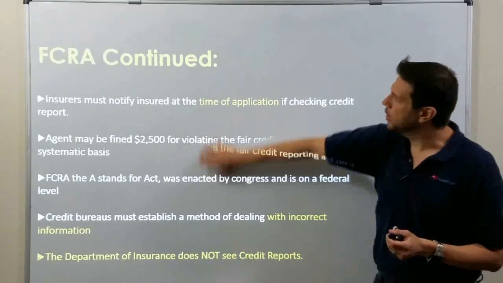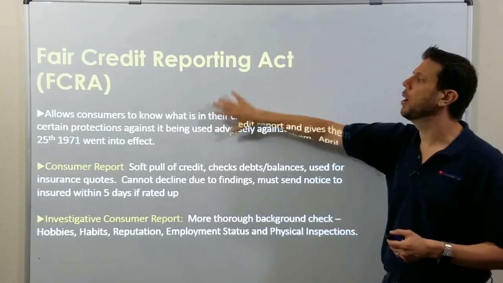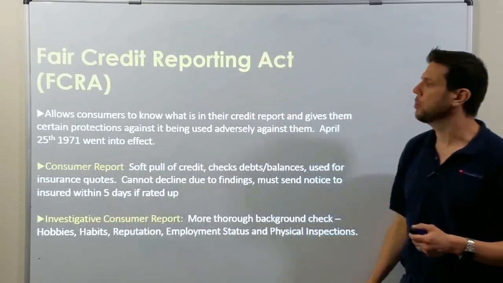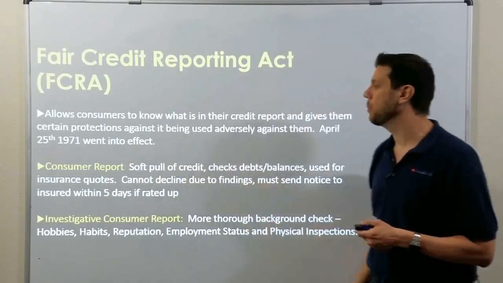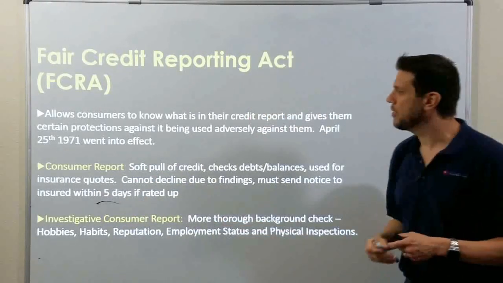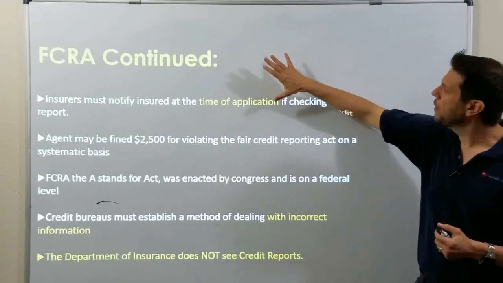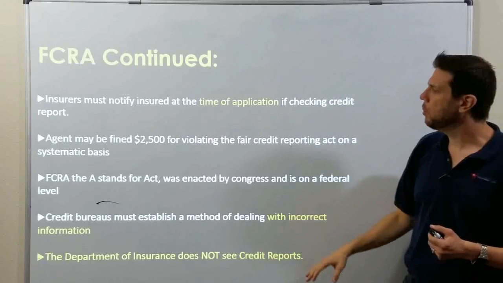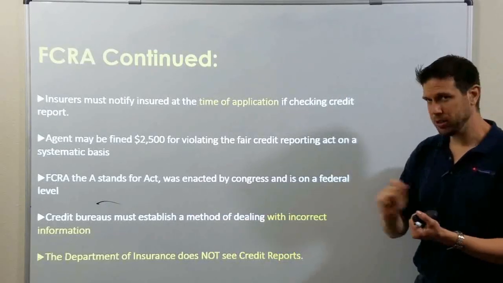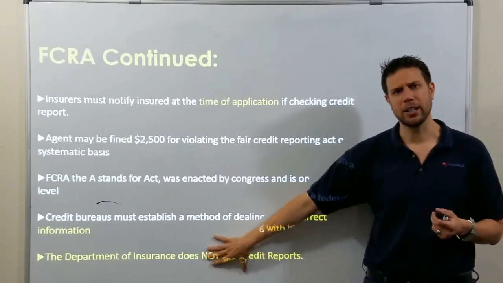So I want to run through this very quickly again. The Fair Credit Reporting Act allows the insurance companies to do underwriting and pull people's credit. There's a consumer report and an investigative consumer report. We must notify people if we're pulling their credit. If their premiums go up, the insurance company has to send them a letter within 5 days. We have to notify people at the time of application that we're pulling their credit, and if there's incorrect information, there must be a method, which we know is disputing. The Department of Insurance never sees the consumer reports.